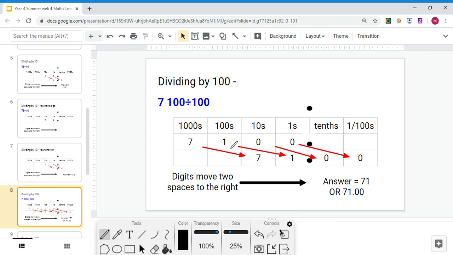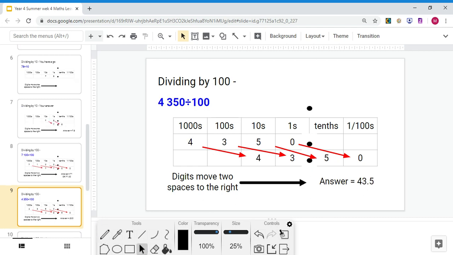So the 7 moved from the thousands to the tens. The 1 moved from the hundreds to the ones, and the zeros moved across two spaces as well. So the answer over here is 71, or 71.00 is accepted as well.